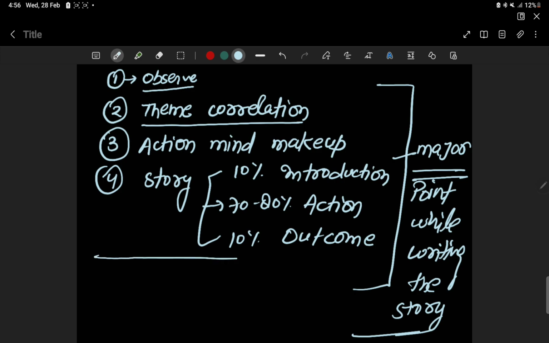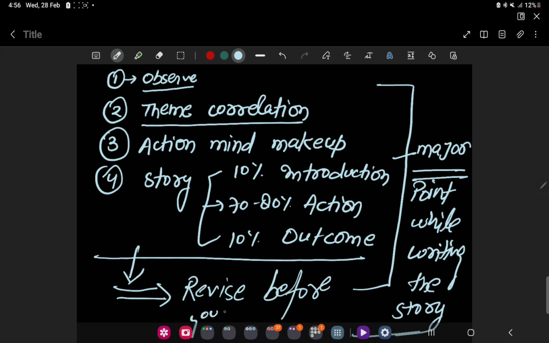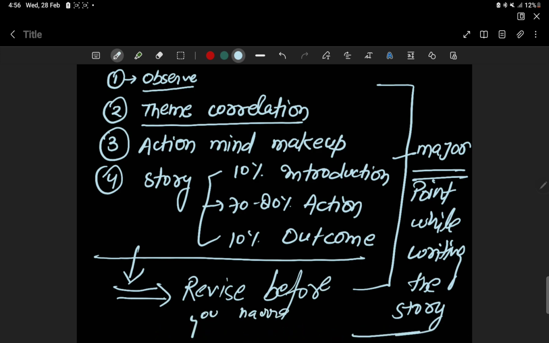Now after you write this story, whether you have made a wrong story or a correct story should not come to your mind. Whatever you have made is the final story. Do not change the story, and revise before you narrate.